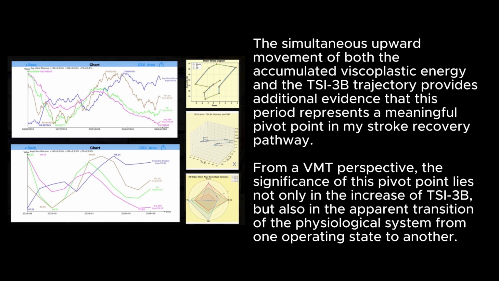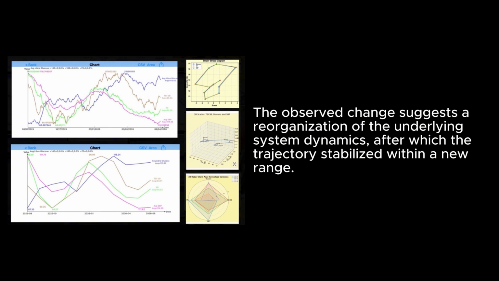From a VMT perspective, the significance of this pivot point lies not only in the increase of TSI-3B, but also in the apparent transition of the physiological system from one operating state to another. The observed change suggests a reorganization of the underlying system dynamics, after which the trajectory stabilized within a new range.